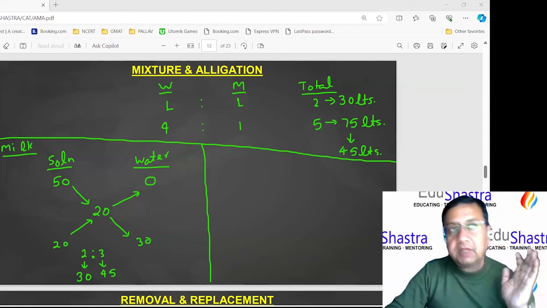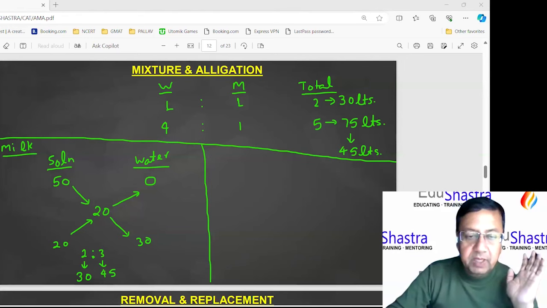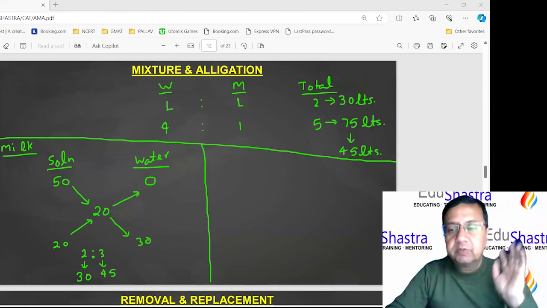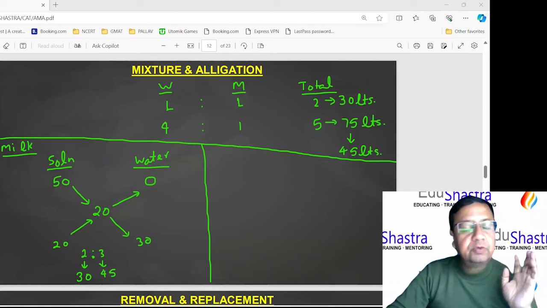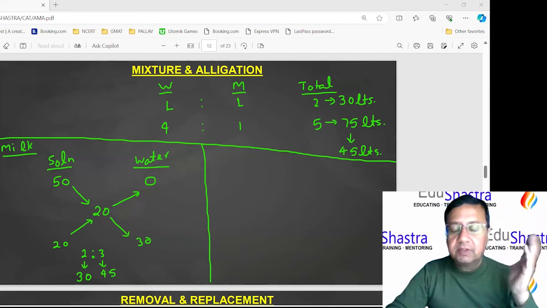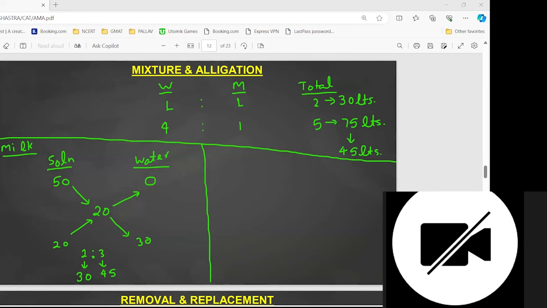20, right? So from the bigger value, subtract the average. From the average, subtract the smaller value. You are getting the ratio 2:3. 2 part is representing solution, 3 part is representing water, right? So 2 part is equal to how many liters? 30 liter. So 2 part is 30 liter, 1 part is 15 liter, 3 part is 45 liter. Got this? Okay, sir. Okay.